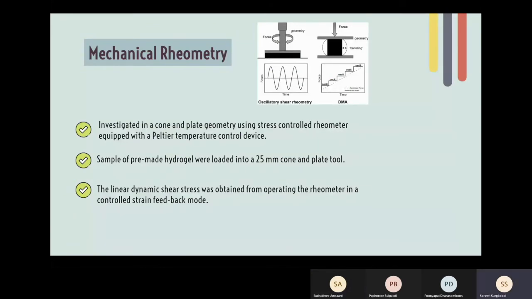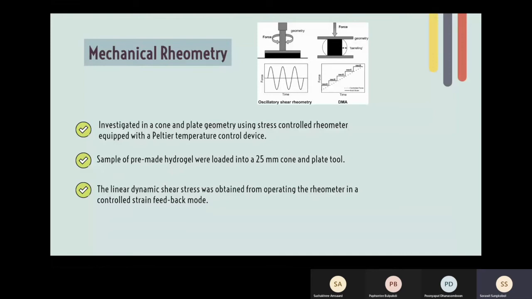The macroscopic viscoelasticity of the WPT2-3R hydrogel was investigated in cone and plate geometries using a stress-controlled rheometer equipped with a Pulsar temperature control device. After that, the pre-made hydrogel sample was loaded onto the 25mm cone and plate, and the linear dynamic measurements were obtained from the rheometer in controlled stress and feedback modes.